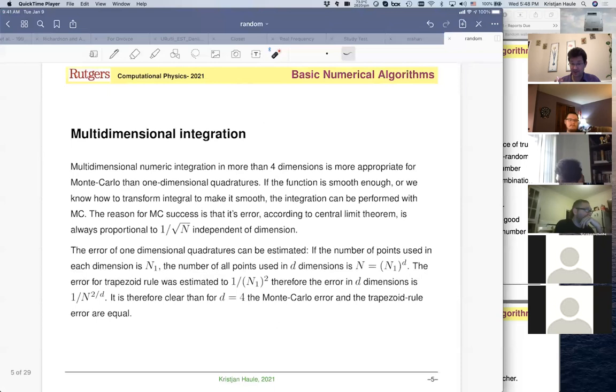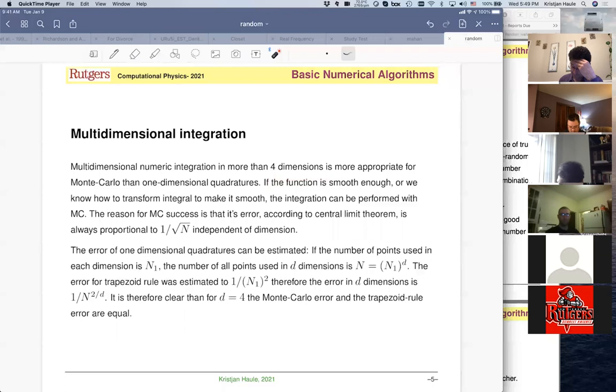Multidimensional numeric integration in more than four dimensions is more appropriate for Monte Carlo than one-dimensional quadrature. In SciPy we have one-dimensional, two-dimensional, and I think even three-dimensional integration implemented. But as you saw in SciPy, it doesn't support more than three-dimensional integration. And there's a reason for it, because when you have a four-dimensional integral or more, usually these quadratures are not very useful. Very quickly, you can see that the precision you get is much worse than Monte Carlo. So basically, four dimensions is the typical breaking point where Monte Carlo becomes better than using any quadrature.